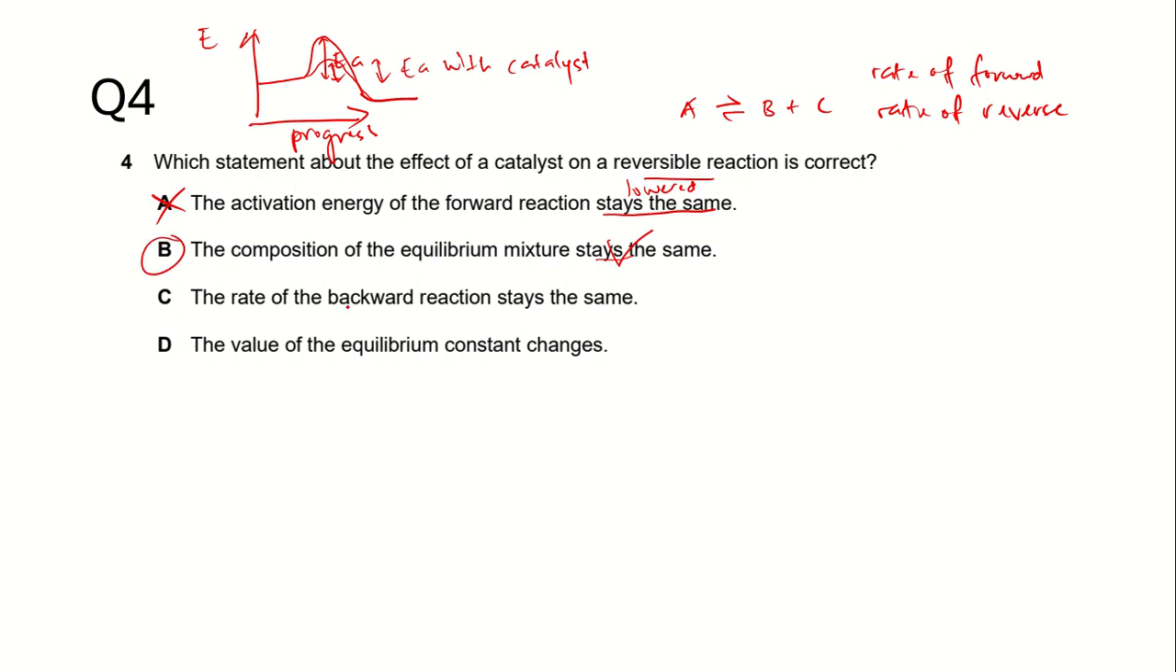The rate of the backward reaction stays the same. No, the rate of the backward reaction will also be increased, right? So this is wrong. Then D, the value of the equilibrium constant changes. Now, you have learned equilibrium constant already in chapter 8, right? It can only be changed with a change of temperature. So adding a catalyst will not change your equilibrium constant. That is why C and D are not our answers. So the answer to question 4 is B.